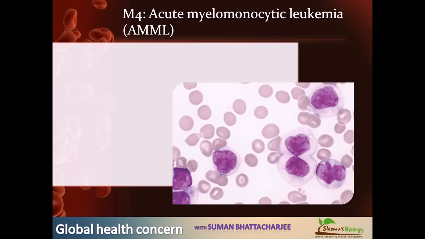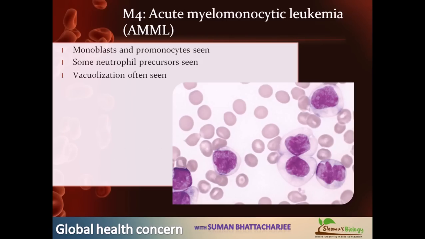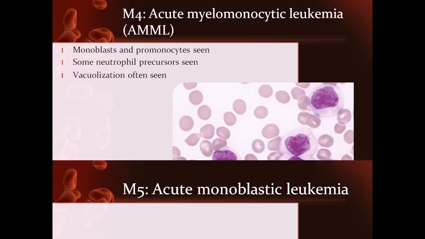M4 is acute myelomonocytic leukemia. Now, monocytic means obviously it has only one nucleus. Monoblasts and promonocytes are seen, and in this case some neutrophil precursors can also be seen, and vacuolization is often seen. So these are the properties which distinguish one type of AML from another, and this is actually required in the diagnosis, to determine what exact type of leukemia is occurring. It's very easy to distinguish between AML and ALL, but it's hard to distinguish between the AML types, because AML is varied, myelomonocytic and all these things.